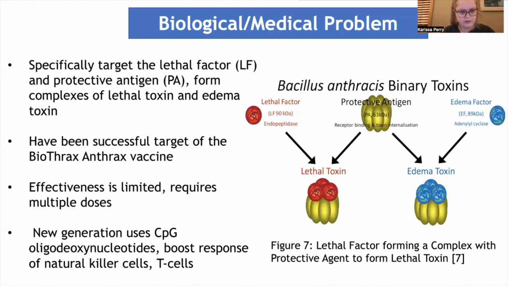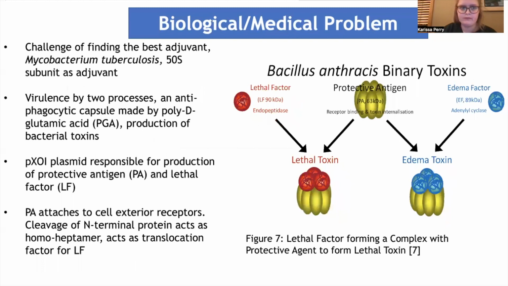The new generation of BioThrax uses CpG oligodeoxynucleotides, which boost the immune response of both natural killer cells and T cells. The challenge with anthrax vaccination is to find the best adjuvant. In this particular study, the researchers used Mycobacterium tuberculosis, the 50S subunit, as the adjuvant in the vaccine.